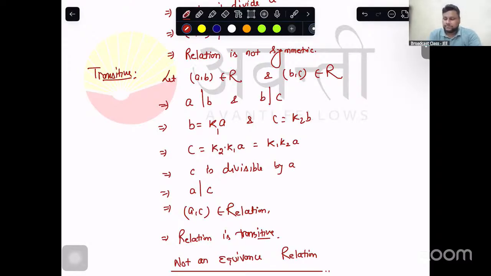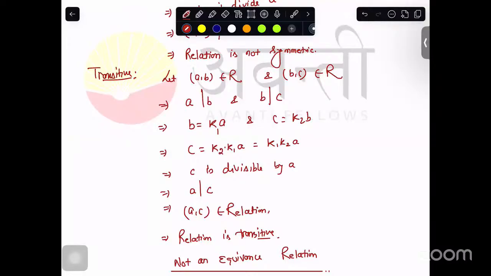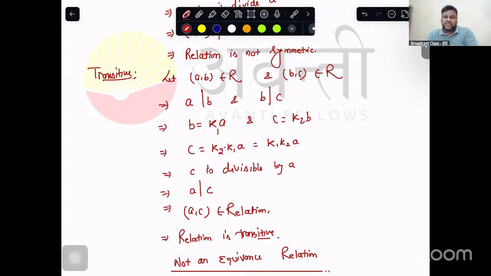Understood everybody? Yes, sir. Very good. Now, let's do a question that is there in NCERT.